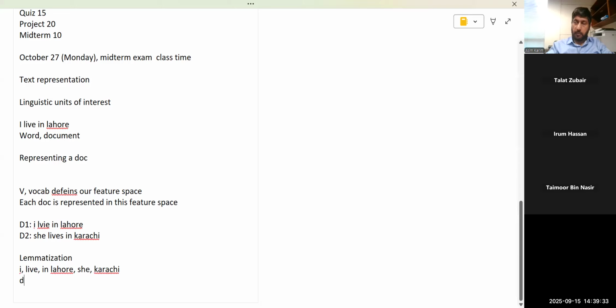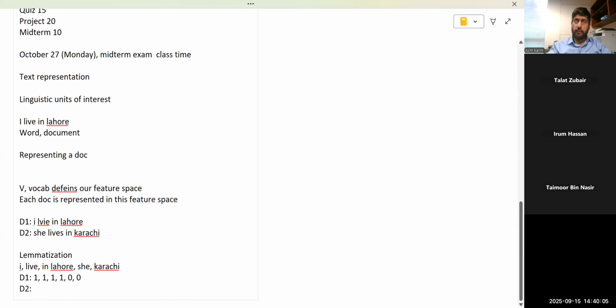So for example, you have your document D1. One simple way is that you simply write raw counts for each of these features. So I has a count of 1, live has a count of 1, in has a count of 1, Lahore has a count of 1, and Karachi has a count of 0. Sorry, she has a count of 0 and Karachi has a count of 0. Okay.